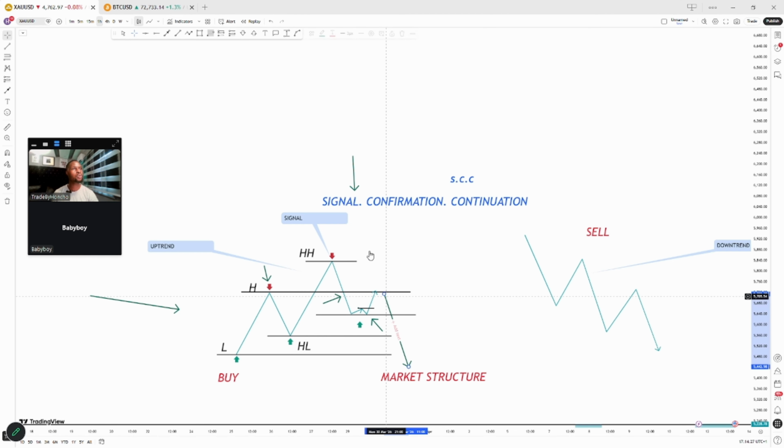So what do you want to do? You want to wait for these buyers to finish the work for you, and the finished work is for these buyers to hold the price right here around this level. As soon as they hold the price, they are now able to gain control and push the price upward. So now this is where you want to jump in.